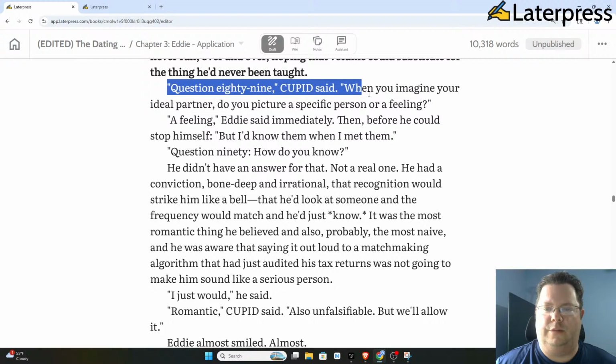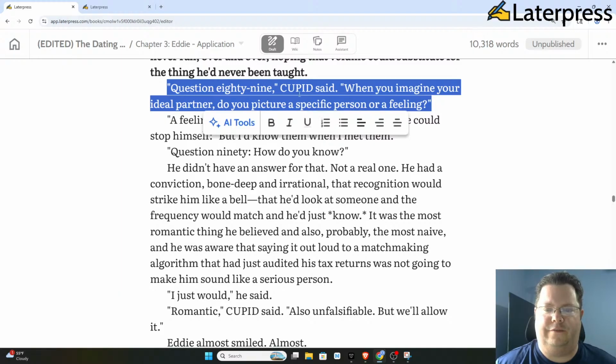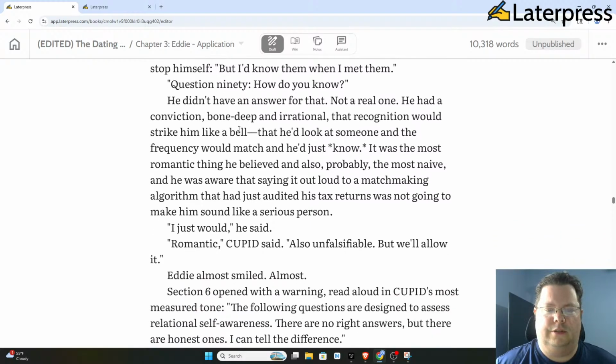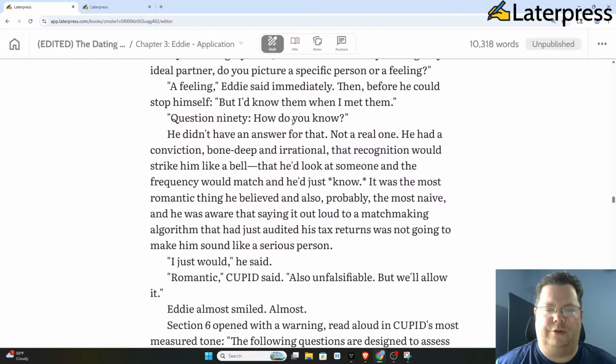"Question 89," Cupid said. "When you imagine your ideal partner, do you picture a specific person or a feeling?" "A feeling," Eddie said immediately, then before he could stop himself, "but I know them when I meet them." "Question 90. How do you know?"